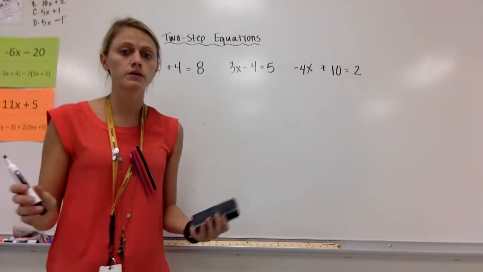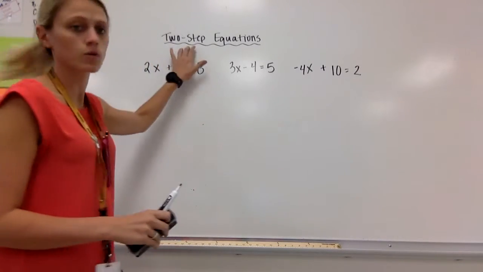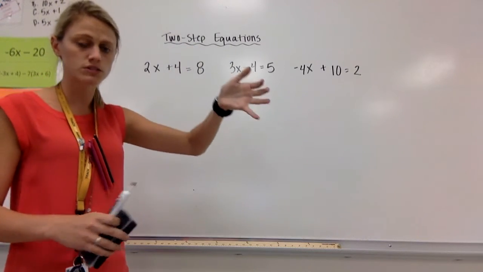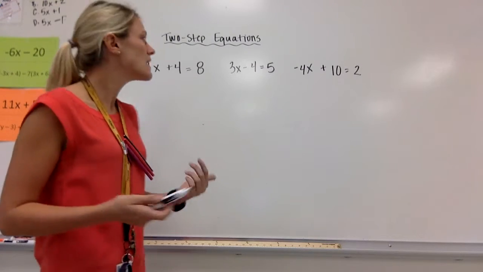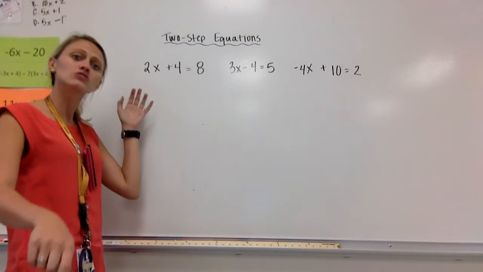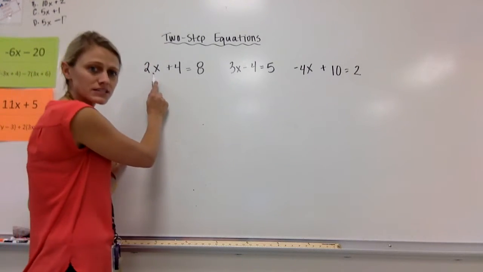So you guys should be good with one-step equations now. So now we're just going to two-step. So we're going from one to two-step. We're only adding a step. It's pretty simple, pretty straightforward. The goal is to still undo what's being done to our variable.